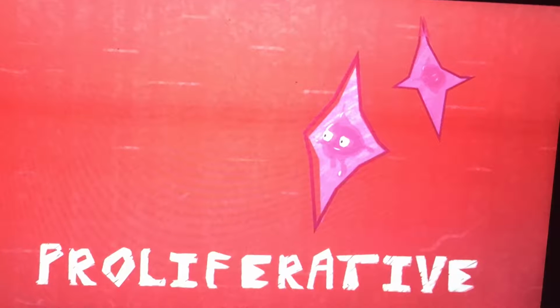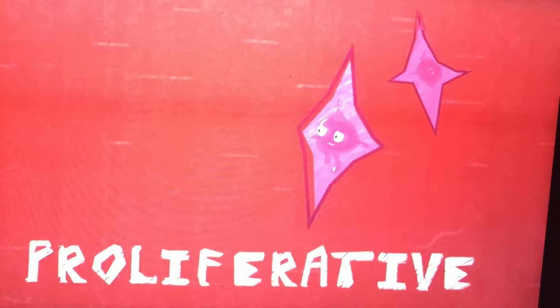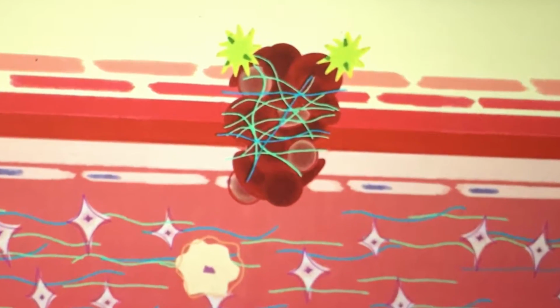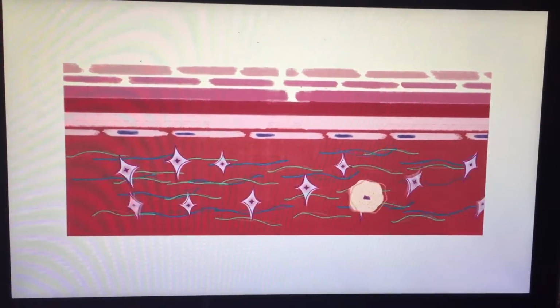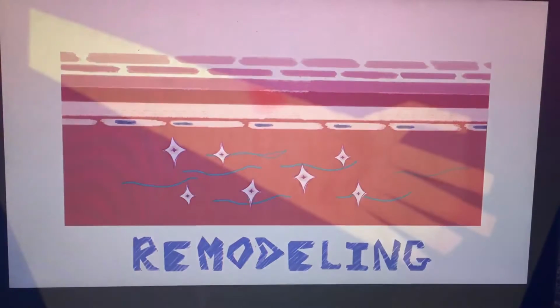Now is the fourth and final step, known as the proliferative stage. A process called collagen deposition occurs. Fibroblast cells enter the wound and release collagen in the wound site. The wound matures as newly deposited collagen is rearranged. And then there's just scarring.